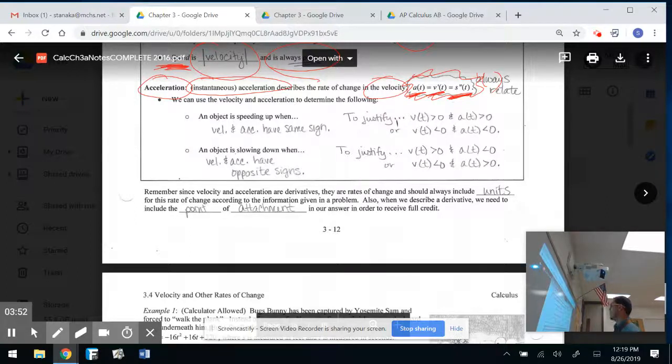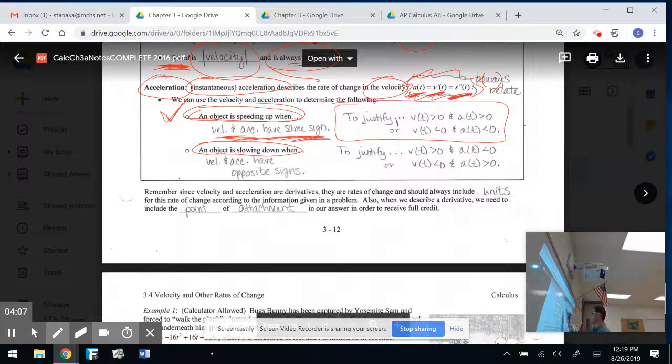We can use the velocity and acceleration to determine when an object is speeding up or when it is slowing down. We say it is speeding up when velocity and acceleration have the same sign. Here's our justification: when velocity and acceleration are both positive, we say it's speeding up. Why? Because they have the same sign. When velocity and acceleration are both negative, same thing. Whether they're both negative or both positive, we say it's speeding up.